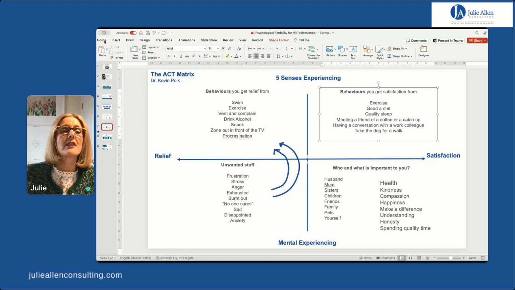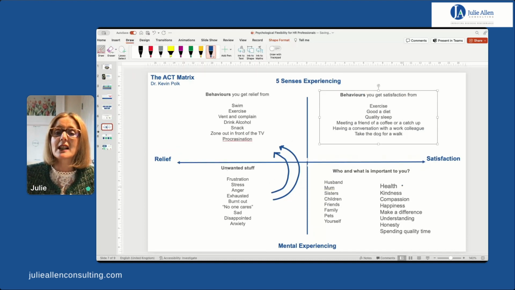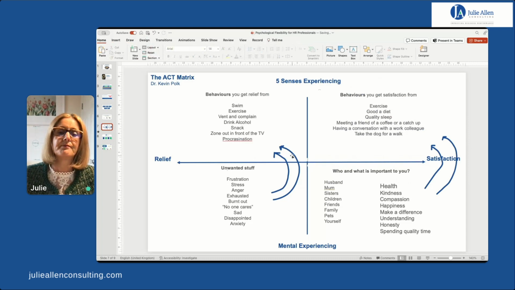And again, what I want to do here is just illustrate the focus here is on thinking and becoming familiar with what brings me satisfaction in life. What can I do? So if the bottom of the matrix is knowing who and what's important, and the top of the matrix, being a behavioural line, is about then doing what is important.